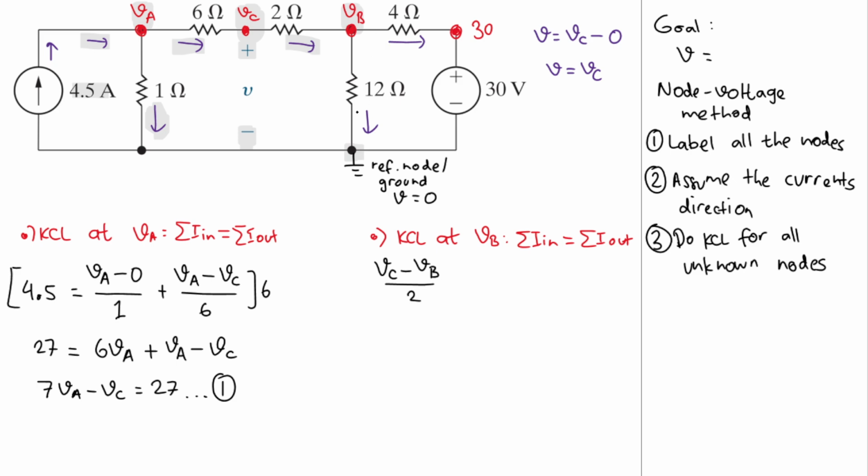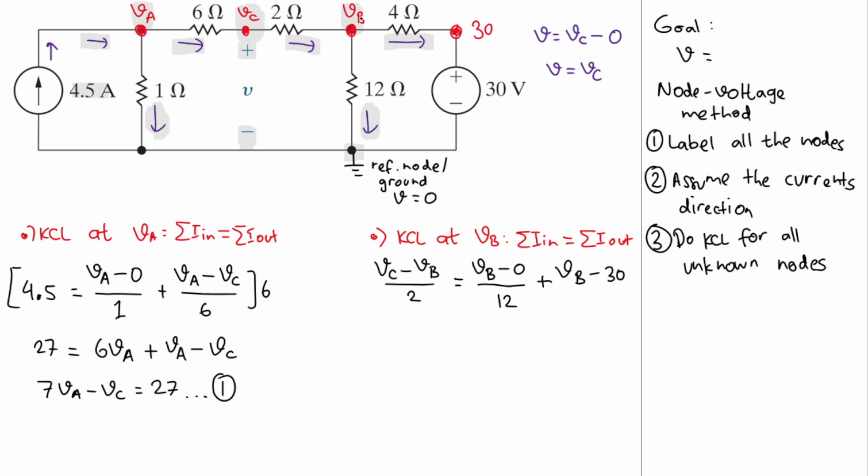Good. Now let's get the currents that go out. The first current that goes out is this one here, and that current will be VB, where the current comes from, minus 0, where the current goes to, divided by the resistance between them, which is 12. Good. And then for the other current that goes out, we will have this current here, and that current will be VB minus 30.